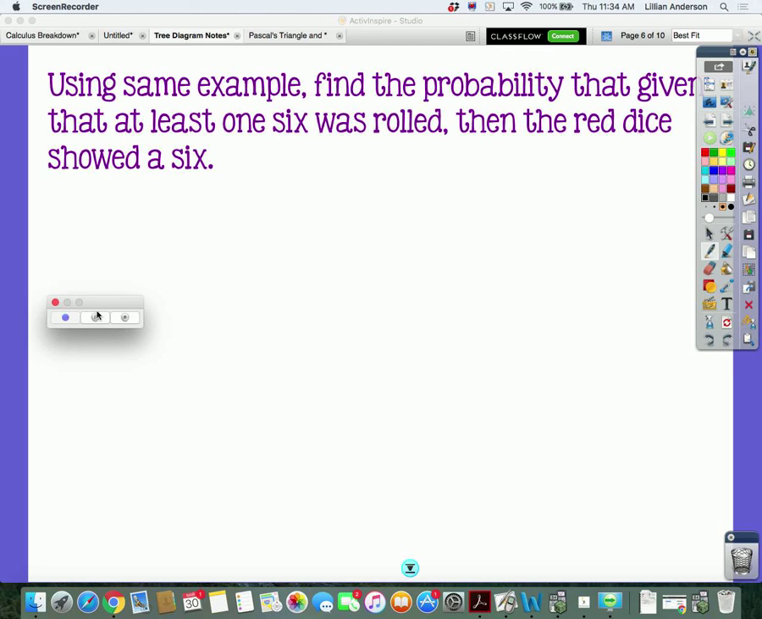Using the same example, we're going to find the probability that, given that at least one 6 is rolled, the red die showed a 6. So this is a continuation of that last problem. We're going to find the probability that given that at least one 6 was rolled, then the red die shows the 6.